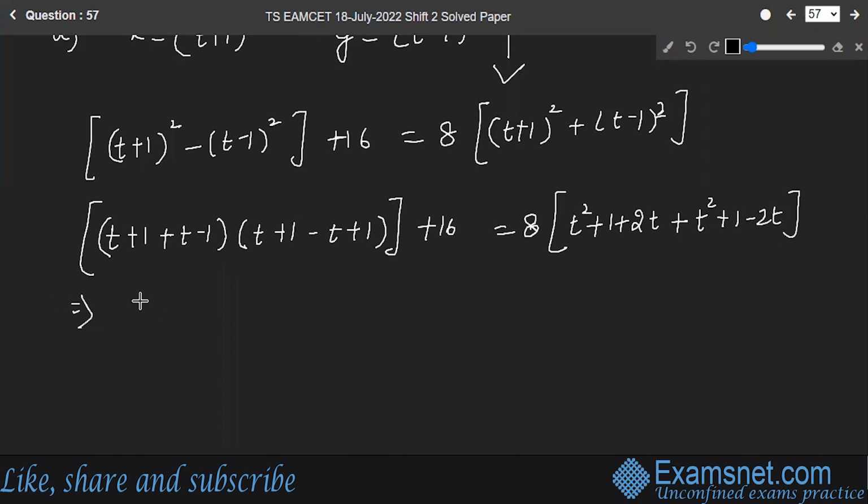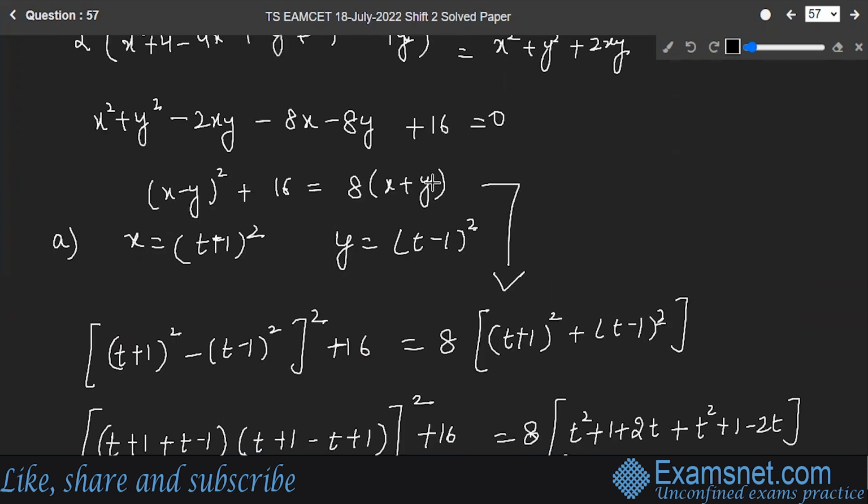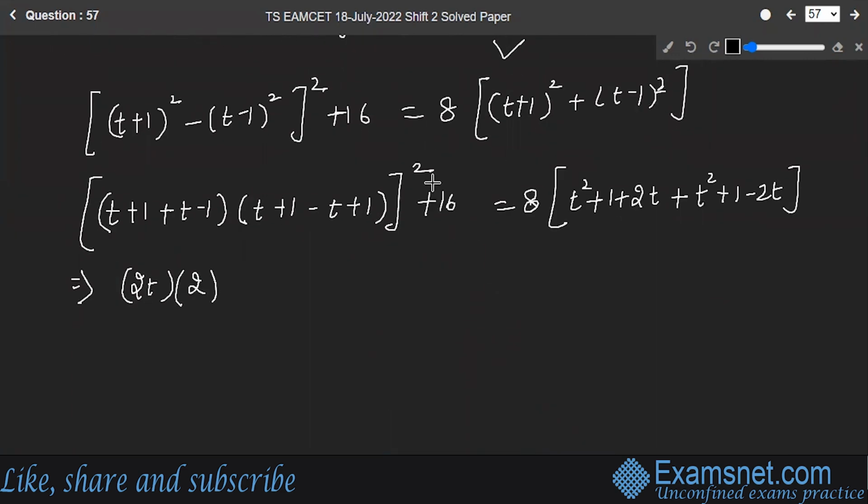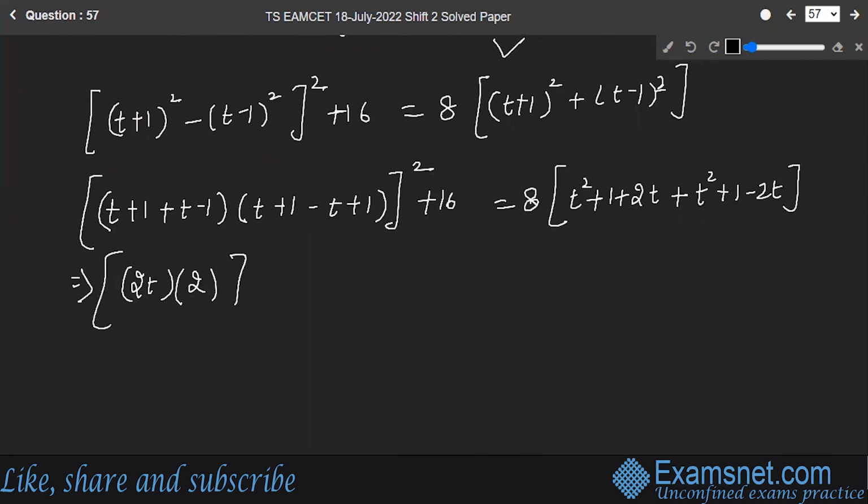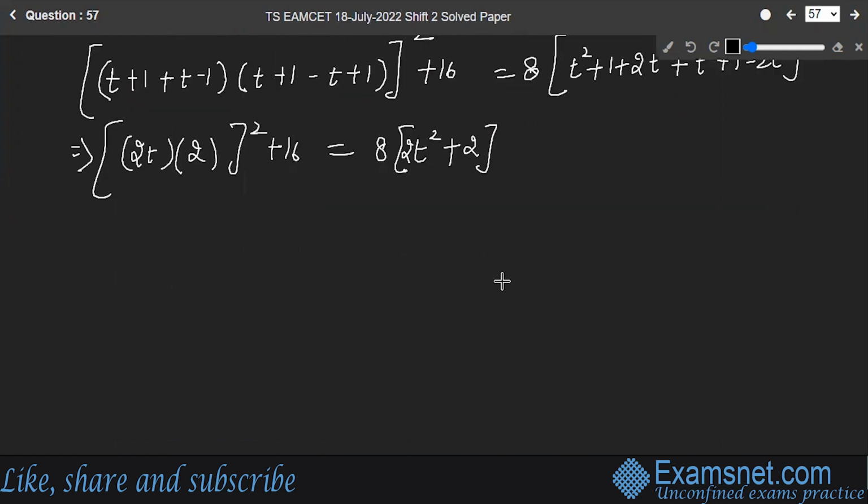This. So here you will have 2t into 2. Here was square, I was missing this. Yeah. So this is whole square plus 16 is equal to 8 into 2t square plus 2. This will give you 4 raised to power 2. This is going to give me 16t square plus 16. This is equal to 16t square plus 16.